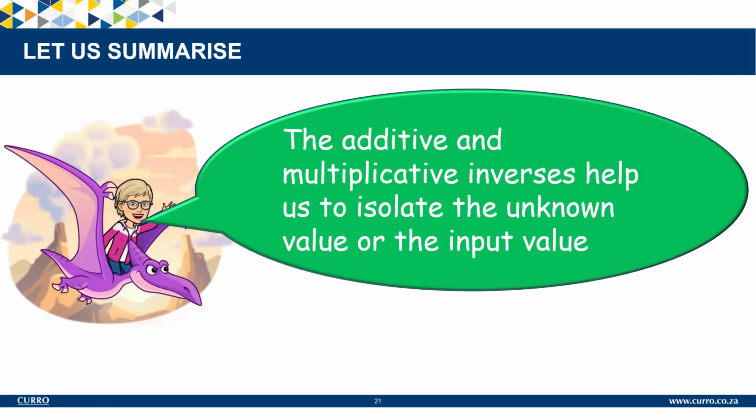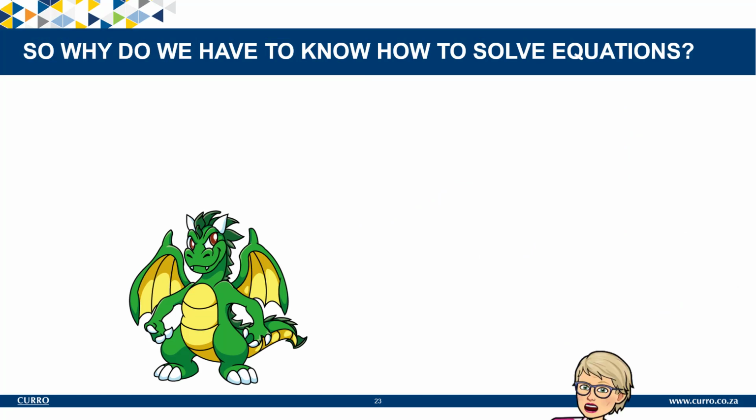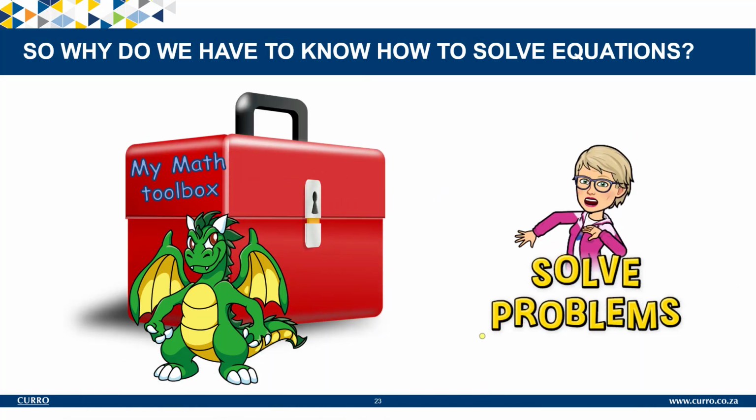Let us summarize. The additive and multiplicative inverses help us to isolate the unknown value or the input value. So then it's easier to solve equations. Yes, and to solve real-life problems.